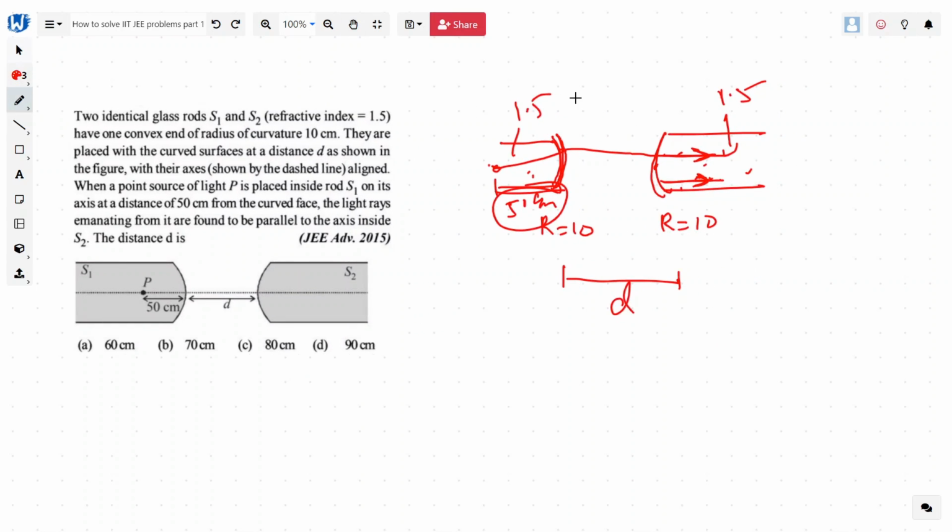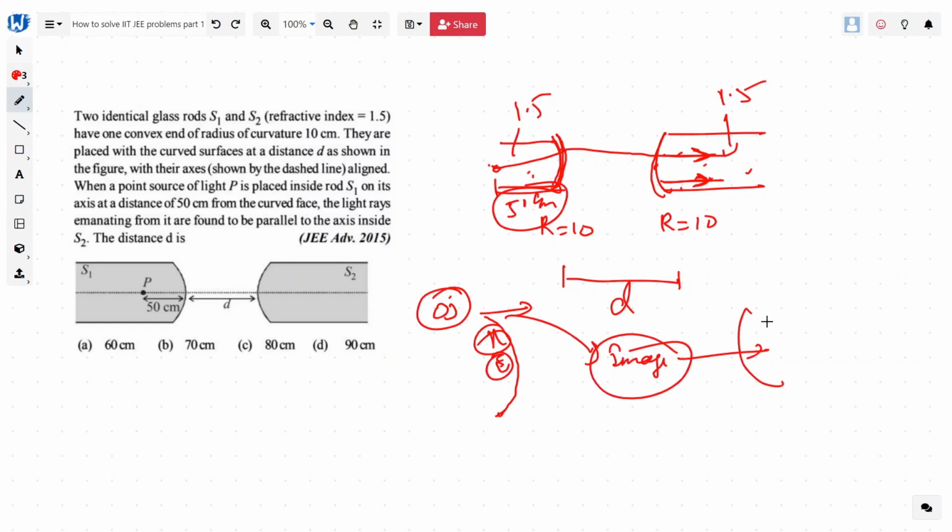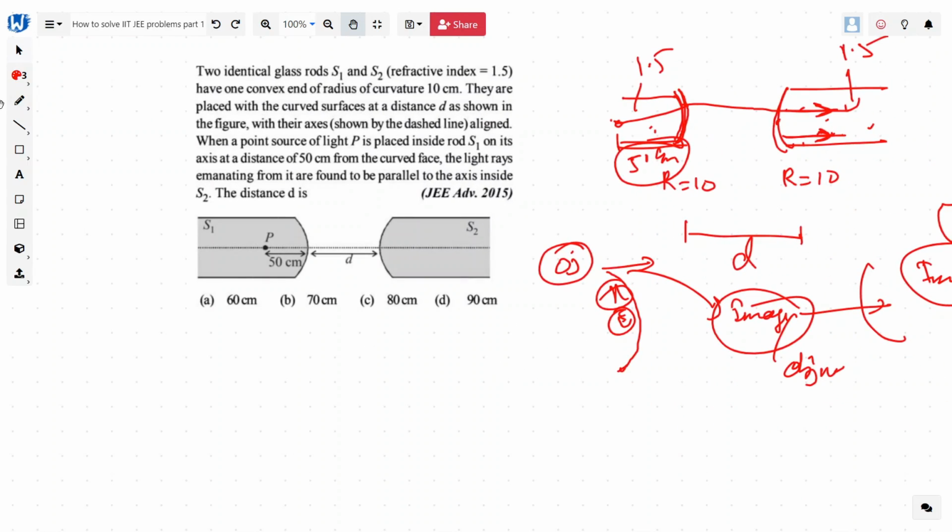So our strategy is very simple. We are going to use this object and find where the image will be formed. This is our surface number 1. We have an object, we know the radius and refractive index. Some image will be formed, and then this image will be used by surface number 2, and then the final image will be formed. So this image will act as an object for this one, and the final image will be formed. Because the rays are parallel, V is going to be infinity. As simple as that. So we are going to simply apply our standard formula for refraction.